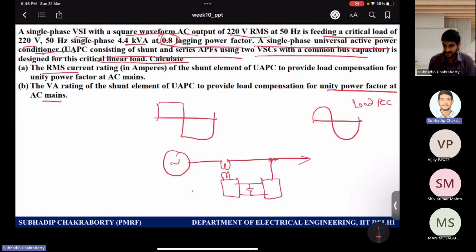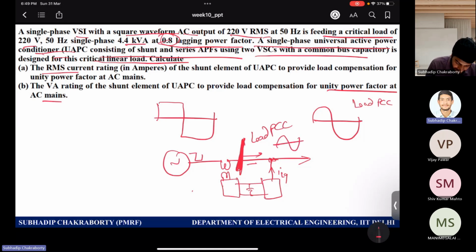The load is linear, so load currents are not an issue, but the load has some reactive component which is compensated by this shunt arrangement, ILQ, like the reactive loop. And this side is the load PCC. This side is the square. At the load PCC, we want sinusoidal voltage at this point, as well as sinusoidal current, for the loads to experience a sinusoidal current as well as sinusoidal voltage. So that's how the arrangement is. I think the picture is clear in your mind now.